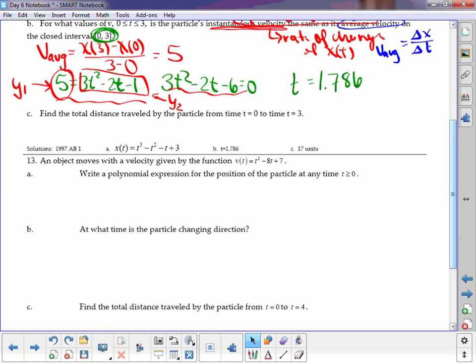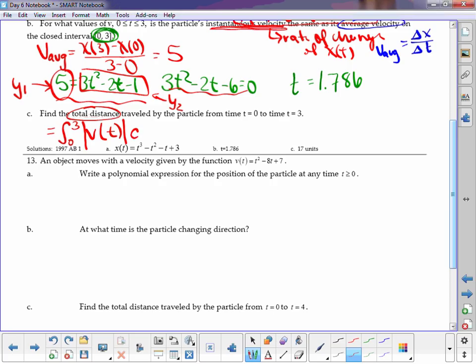Again, this is a calculator problem. So write your setup, because you do need to show what your setup is, and then you can use your answer. So total distance, and we want to go from 0 to 3. What do I integrate? Velocity, because that takes me back. But we want total distance, not displacement, so what do I need to add? Absolute values. And again, this is calculator, so use your calculator to do that for you. Your calculator will tell you that it's approximately 17.